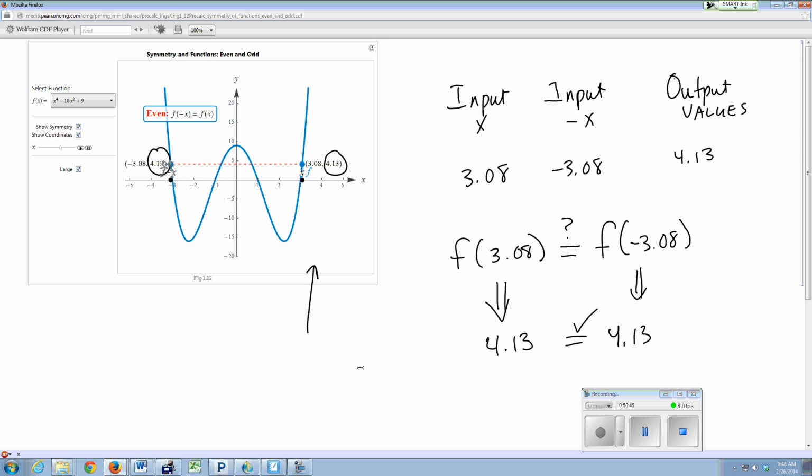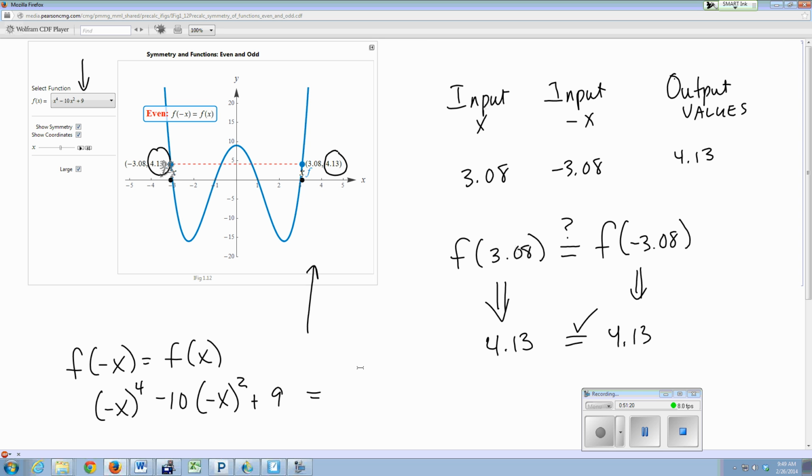So to show whether a function is even or not, you have to show this for all x. So this is what you do. Here's your function right there, x to the fourth minus 10x squared plus 9. So you put in negative x for x. Where you see x, you replace it with negative x, and you have to use parentheses: negative x to the fourth minus 10 times negative x squared plus 9. That's my input, and you're trying to show that that equals the function when you input x. Well, that's just x to the fourth minus 10x squared plus 9.